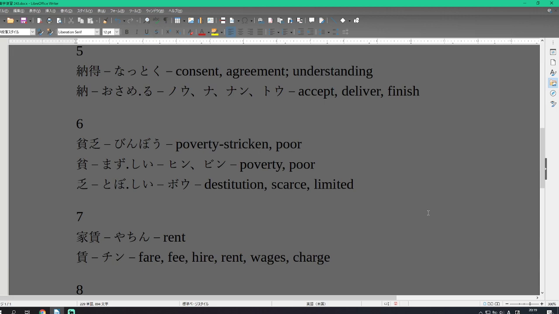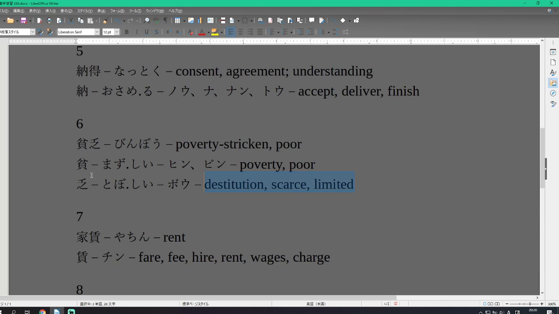Number six, bimbo. I learned this one, probably one of the first words I learned in Japanese as I was a poor college student, but this is the first time I'm seeing the kanji for it. Bin on the left side is poverty or poor, with bun, our kanji for a part, and our shell radical on the bottom, which stands for money. So it is one part of money. You only have one part of money, which means you're poverty or poor. On the right side, we have bou for destitution, scarce, or limited. Pretty much the same meaning, but a little bit different.